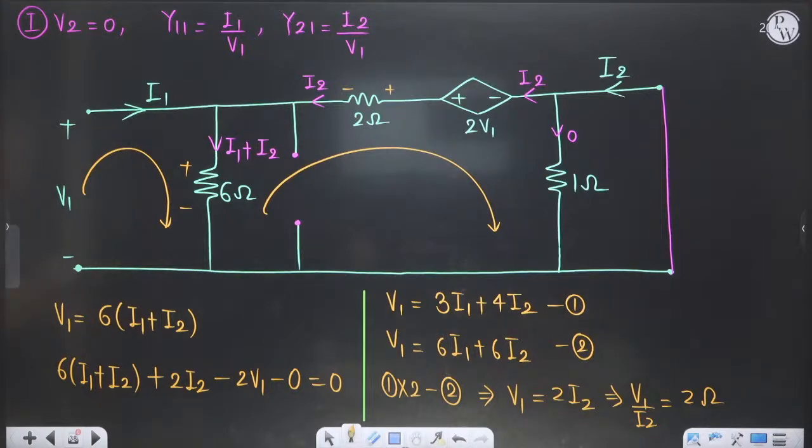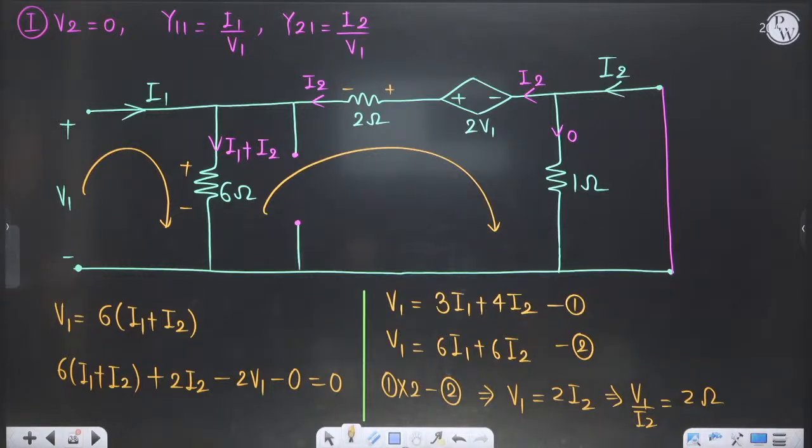6I1 plus I2, yes. Then we have 6I1 plus I2, 2I2 and minus 2V1. So 2V1 is equal to 6, 3I2, and 6 to 8, 4I2. Okay, then we can equate. So if we equate, what will we get?